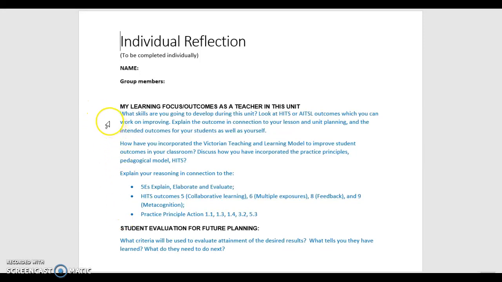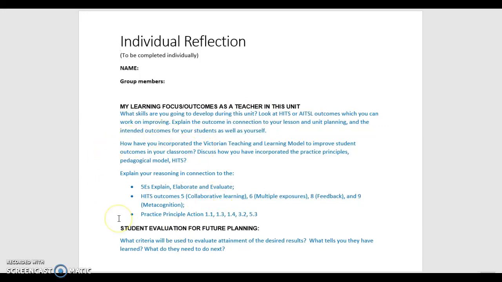So what are the skills you're going to develop in the unit? You need to be thinking about what skills you're going to be improving in creating this unit. So thinking before you create the unit. Explain the outcome in connection with your unit planning and the intended outcomes for your students as well as yourself.